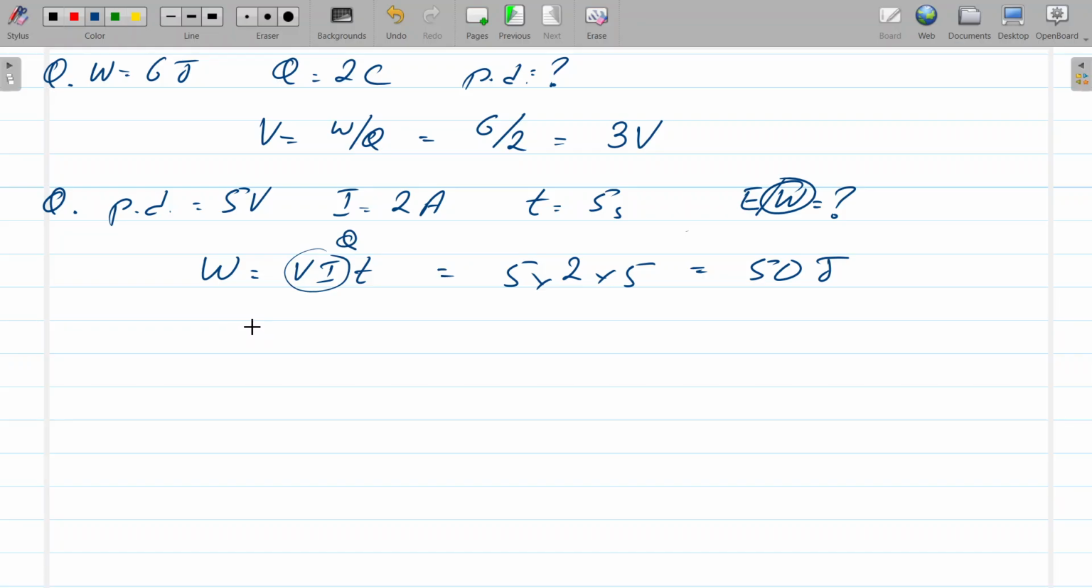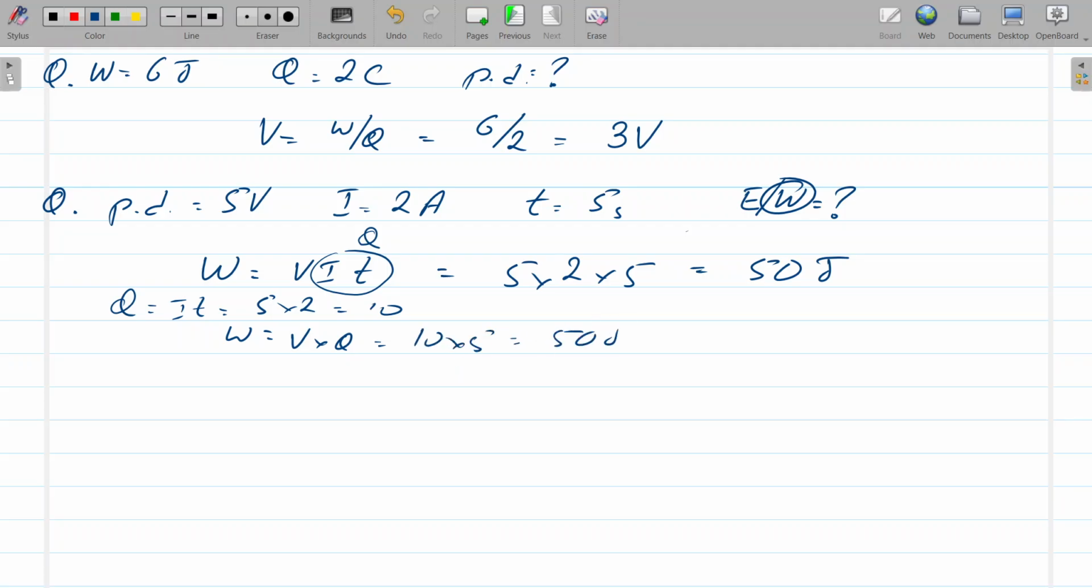Remember that IT is Q. Sorry, not VI. My bad. IT is Q. So what they did in the book is first they calculated Q equals to IT equals to 5 into 2 equals to 10, and then W equals to V into Q equals to 10 into 5 equals to 50 joules. So that it's the same thing.